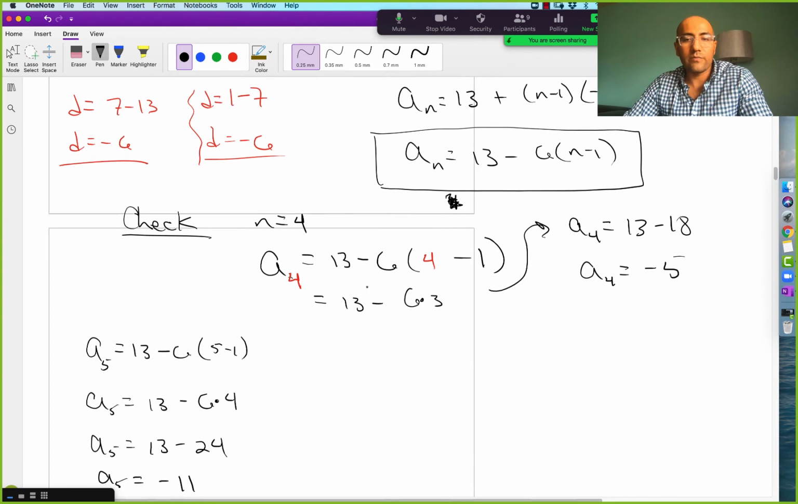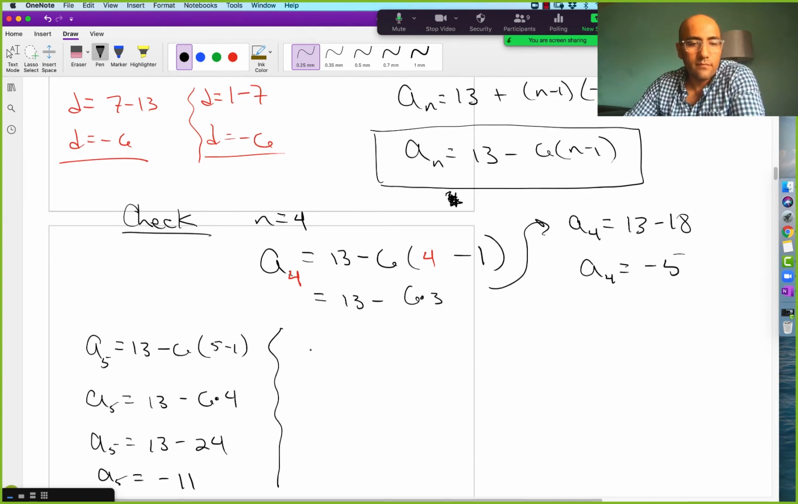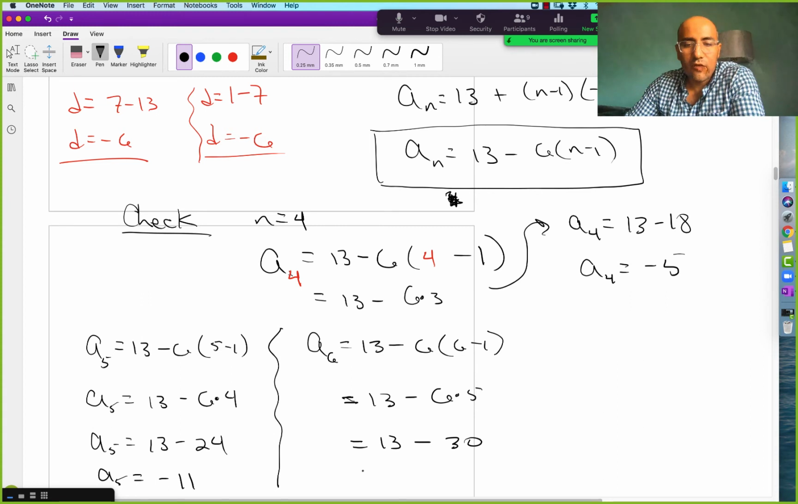Or I can use my closed formula. Let's use the closed formula one more time. A sub 6 is going to be equal to 13 minus 6 times 6 minus 1, which means it'll be 13 minus 6 times 5, which means it'll be 13 minus 30, which means it'll be negative 17, just like I had suspected. Okay.